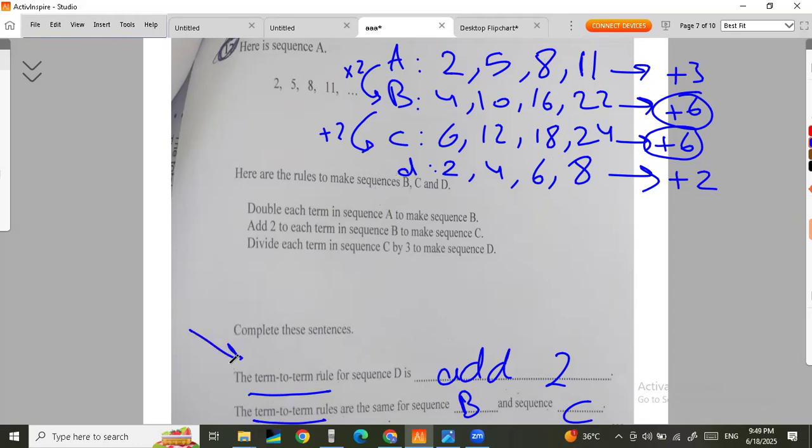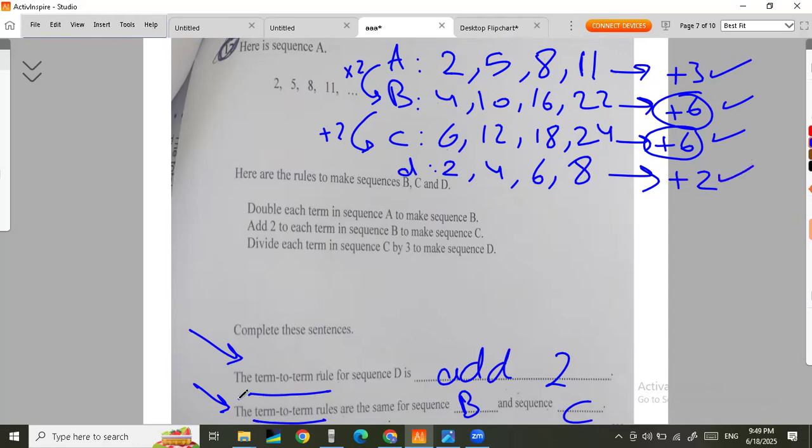They've got a few questions here about the term to term rule. So I need to find the term to term rule of each one of them. The term to term rule here is what? Add 3, add 3, add 3. Here, add 6, add 6, add 6. The next one, also add 6, add 6, add 6. The last one, add 2, add 2, add 2.